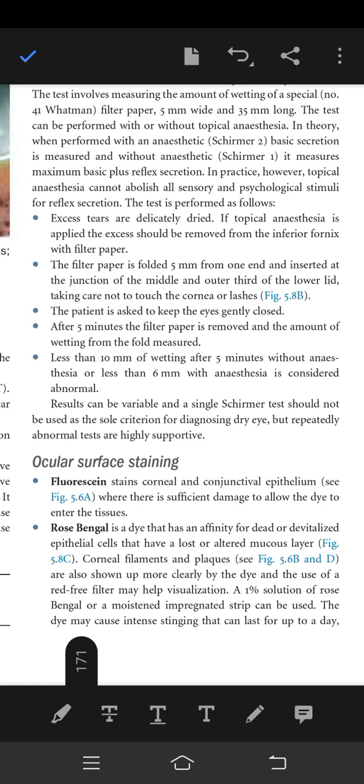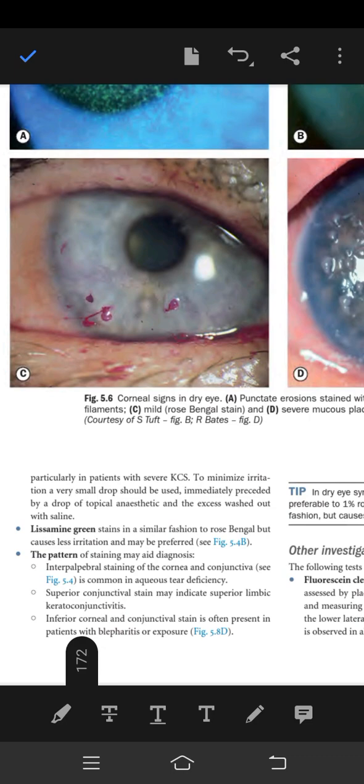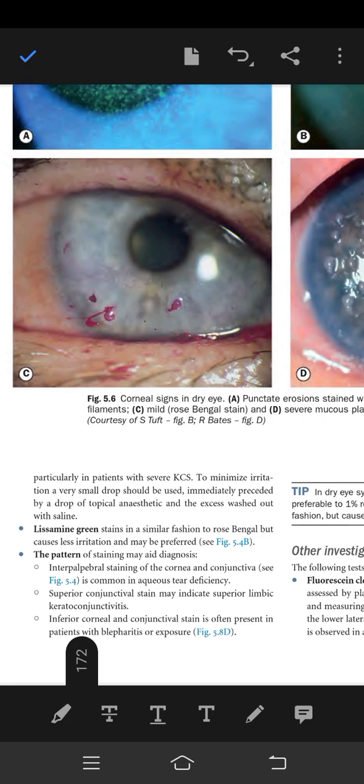The dye may cause intense stinging that can last for up to a day, particularly in patients with severe keratoconjunctivitis. To minimize irritation, a small drop should be used, immediately preceded by a drop of topical anesthetic. Lissamine green stains in a similar fashion but causes less irritation, so it is preferred. The pattern will show the diagnosis.